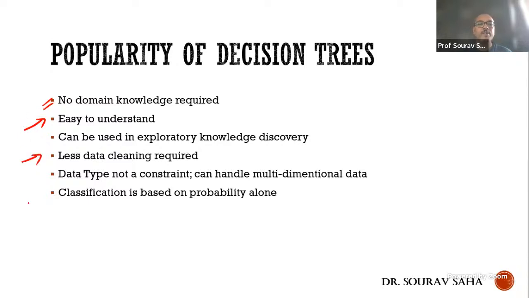Less data cleaning required. Right? It is one of the few algorithms which is very robust to missing values, and can handle all the different kinds of data. Right? Can handle categorical data, numeric data, binary data, all the different kinds of data it can handle. So those are the reasons why this particular decision tree is pretty popular.